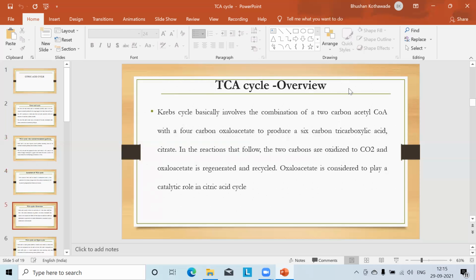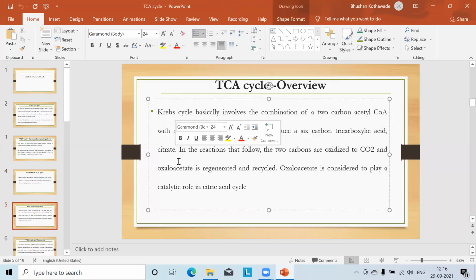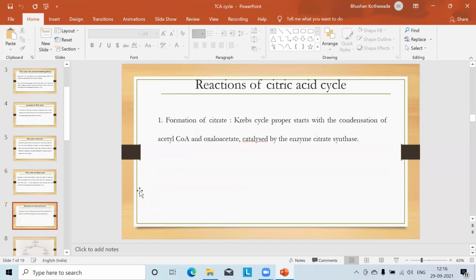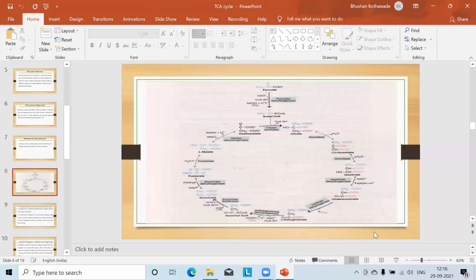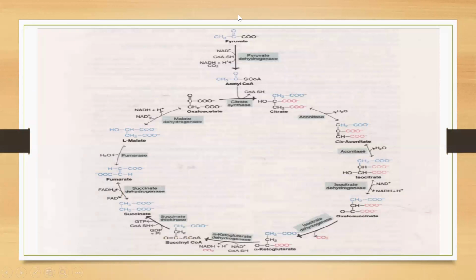The starting material for the TCA cycle is the acetyl coenzyme A, which contains 2 carbon atoms, and which combines with the oxaloacetate, which contains 4 carbon atoms, and by the combination of acetyl coenzyme A and the oxaloacetate, we get the production of the 6 carbon tricarboxylic acid citrate. So this is the first step of the TCA cycle. The reactions of the TCA cycle we will see one by one. These are all the reactions of the TCA cycle.